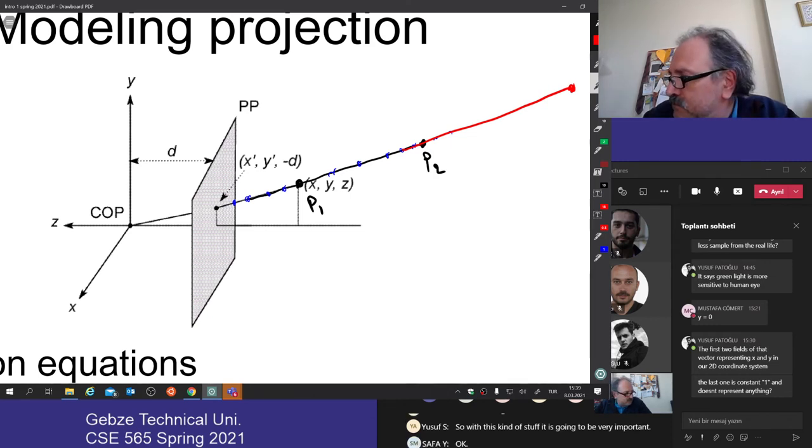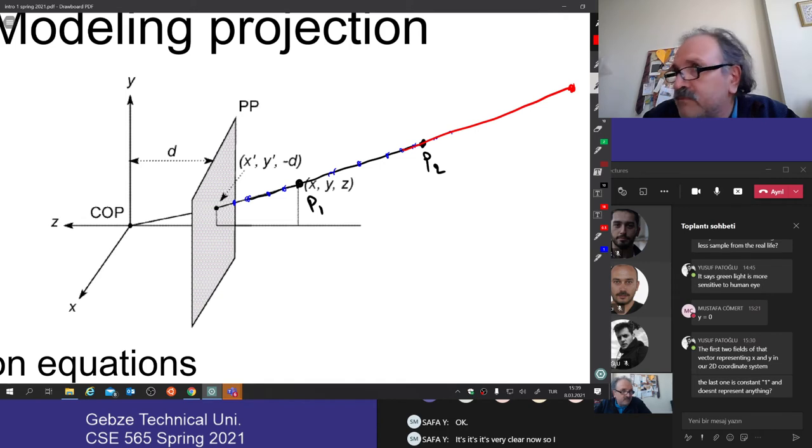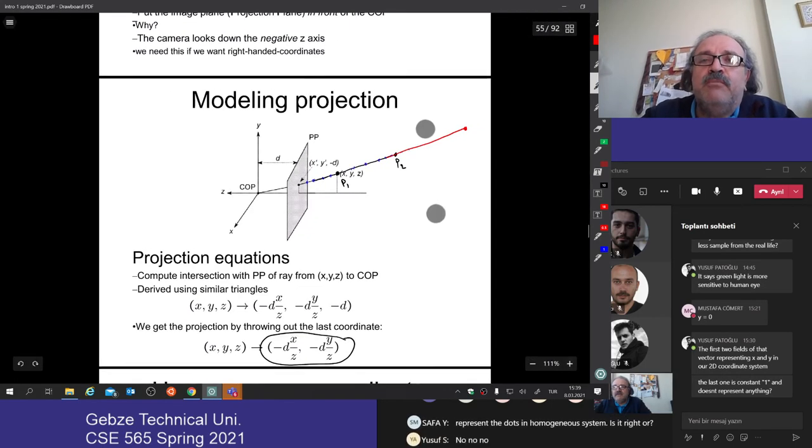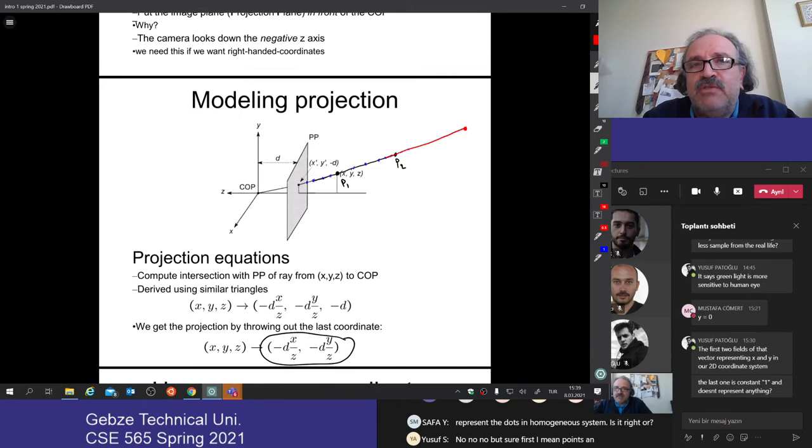It's very clear now. So I understand that we cannot represent dots in homogeneous system. Is it right? Or no. But sure, of course. I mean, points and lines are represented using three-dimensional vectors.